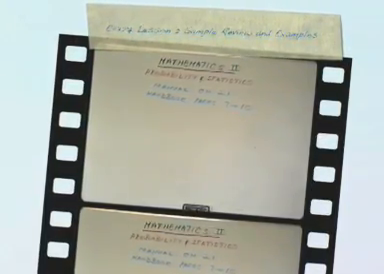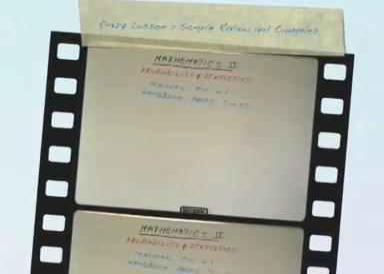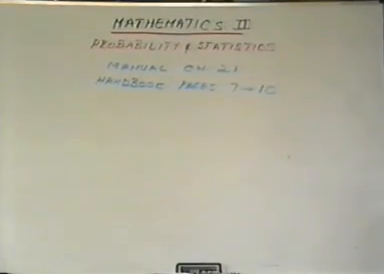This is mathematics lesson number 2, probability and statistics. The references in our manual, chapter 21, and in the NCEES handbook, it will be pages 7 to 10.